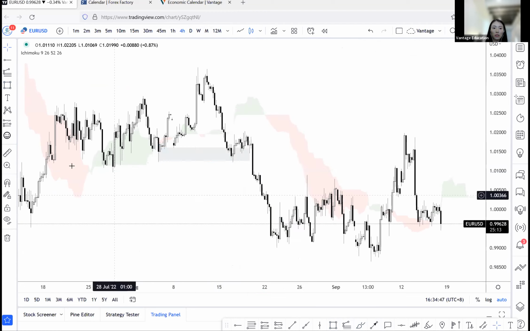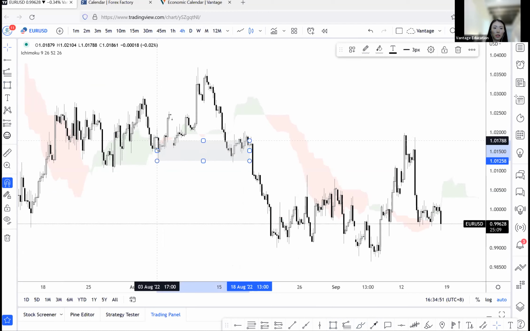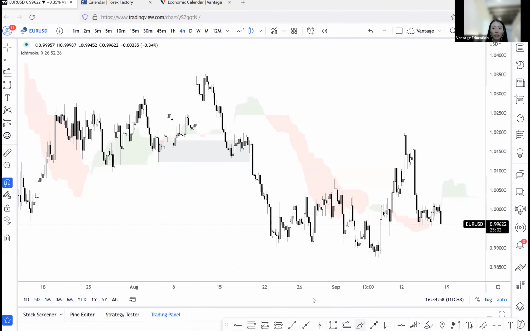So let's take a look at this, right? So let me just turn on the magnet mode as well so that I'm able to capture the lows nicely. So this area here, and then the low here as well. So you can see this area, right? So price came in, essentially, it tested the support region here, and then failed.